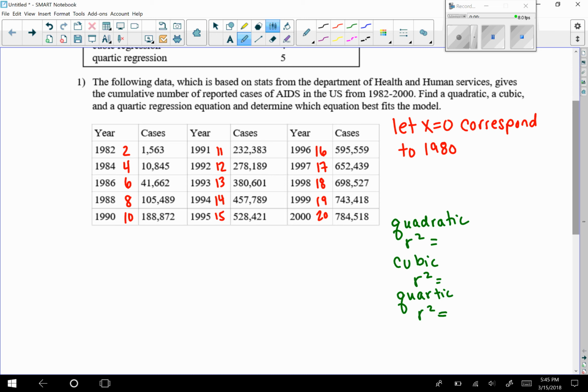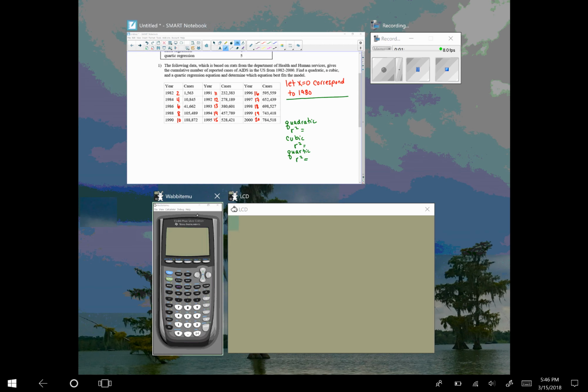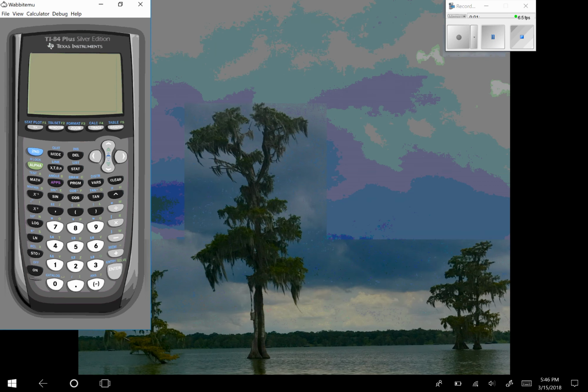So instead of writing all these years in, I decided to let 0 correspond to 1980, which is okay if you do that. Just make sure that you write that down. And so when I did this, I have then 2, 4, 6, 8, 10, and you can see all the rest of the years done. So now I'm going to go ahead and use my calculator to look at this and see which one's going to be the best fit.